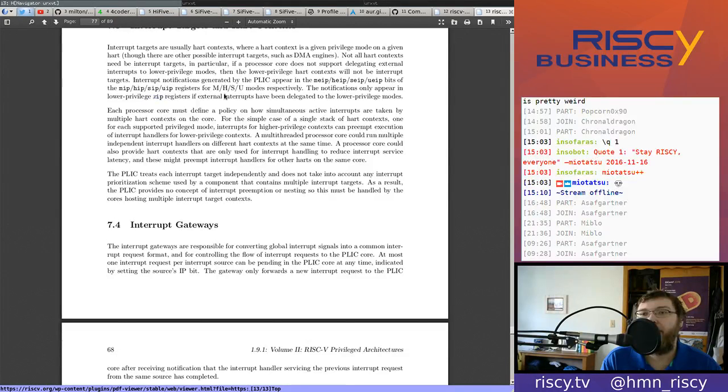So on lower privilege XIP registers, if external interrupts have been delegated to the lower privilege modes, each processor core must define a policy on how simultaneous active interrupts are taken by multiple hard contexts in the core. For the simple case of a single stack of hard contexts, one for each supported privilege mode, interrupts for higher privileged contexts can preempt execution of interrupt handlers for lower privileged contexts. A multi-threaded processor core could run multiple independent interrupt handlers on different hard contexts at the same time. A processor core could also provide hard contexts that are only used for interrupt handling to reduce interrupt service latency, and these might preempt interrupt handlers for other Harts on the same core.